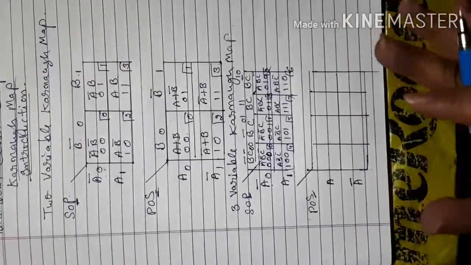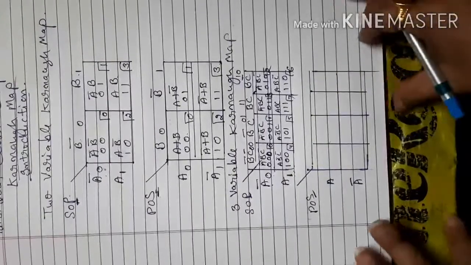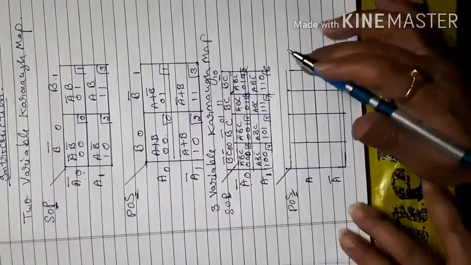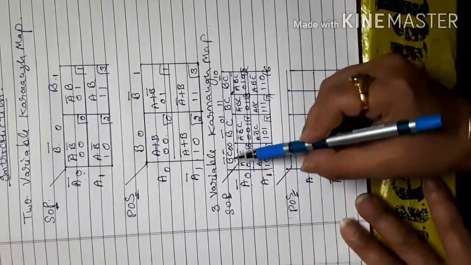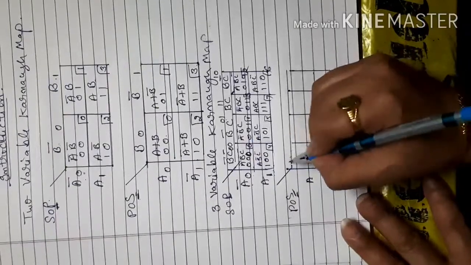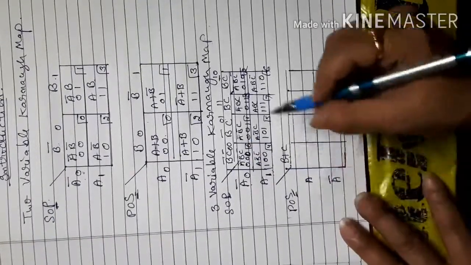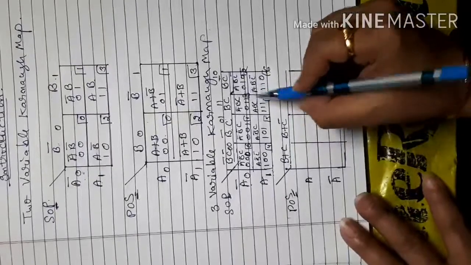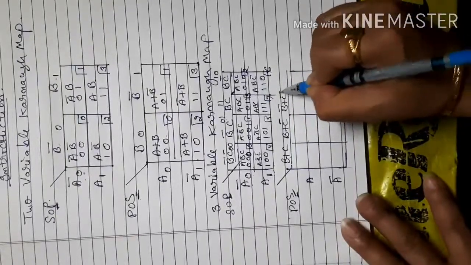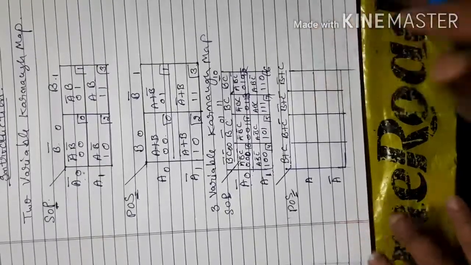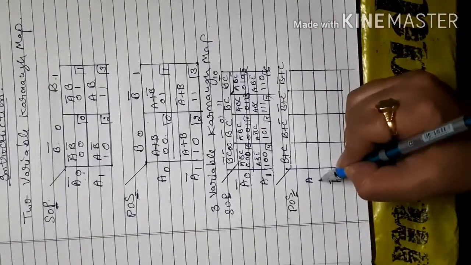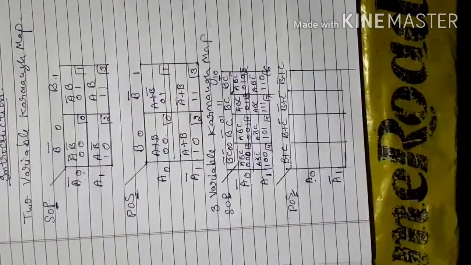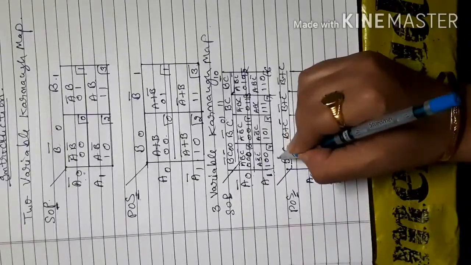So the order should not be changed, only the variable position is changed. Here also when you go with POS, you have to show the variables in sum form, opposite to what is written here. If it is B complement C complement, it will be B plus C. If it is B complement C, that is B plus C complement. If it is BC, that is B complement plus C complement. So this is B complement plus C. Variables are opposite, because in product of sums the normal variable represents 0 and the complement represents 1. Similarly here also 0 0.